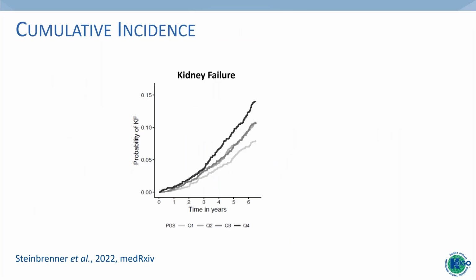This is a cumulative incidence plot. It shows the incidence of an adverse event, in this case kidney failure, over time. The differentiated lines represent individuals with the different quartiles of the PGS. At the right, you can see the difference of kidney failure probability between Q1 and Q4 of the PGS. The absolute risk after 6 years increases from 8% to 14%.